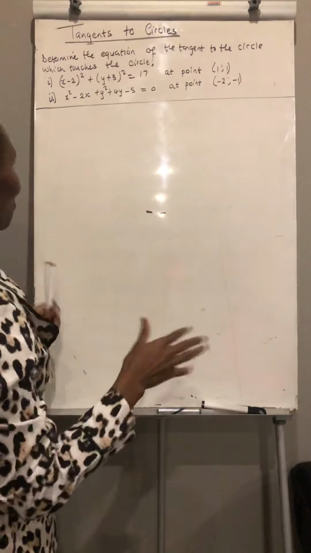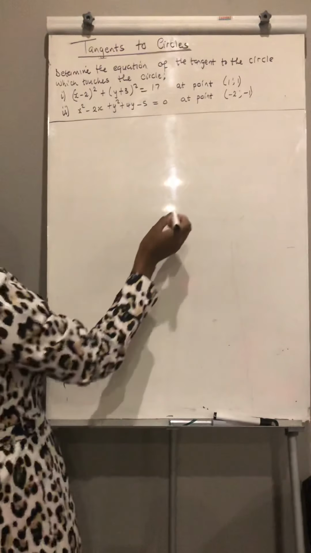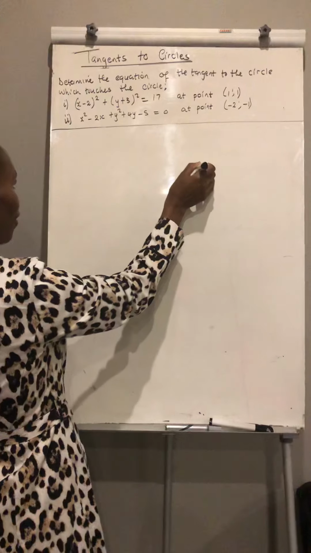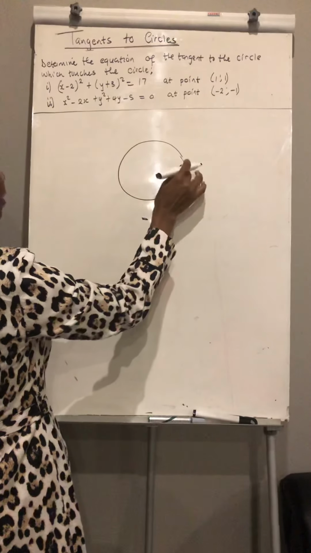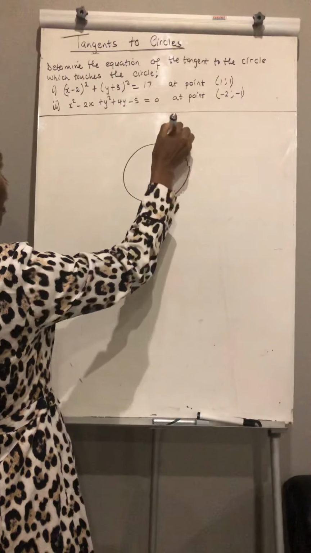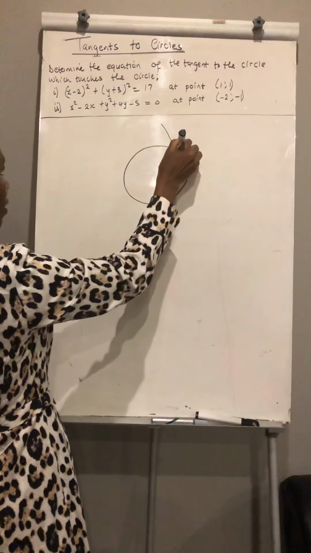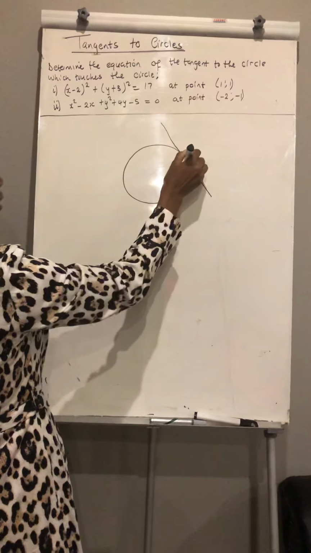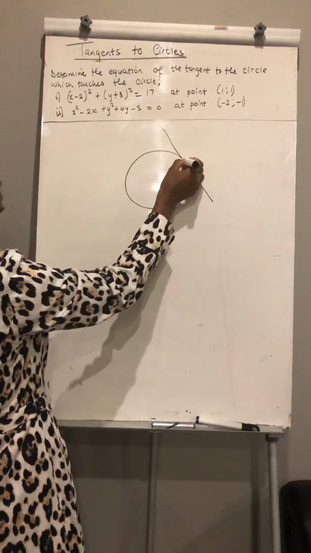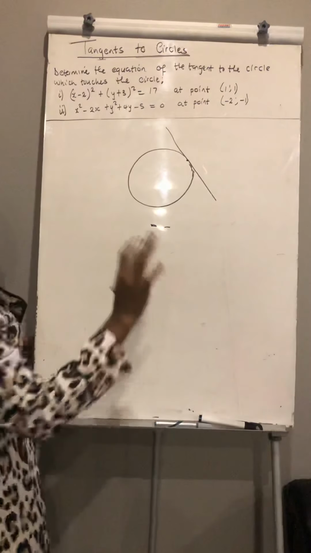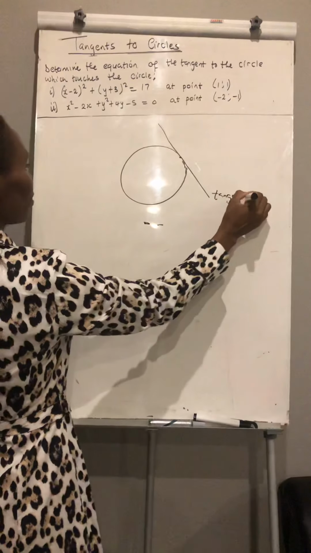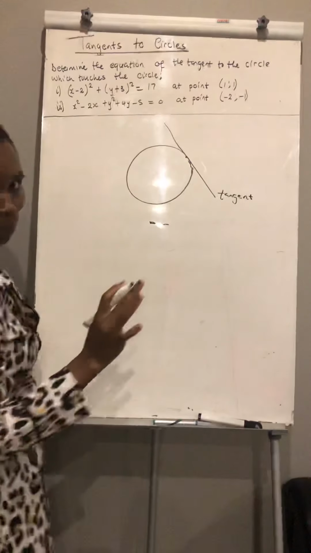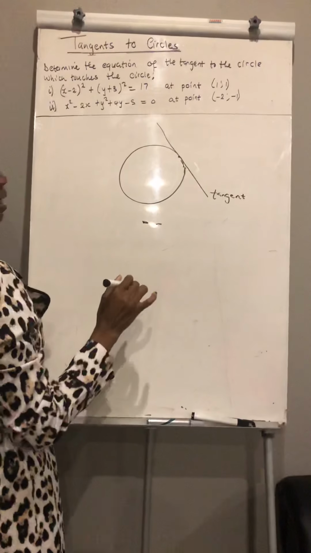So for us to really get what we want to talk about, let me remind you a few things. Let's say we have a circle like this one, and then we have a line such as this one, which is only touching the circle at one point. Such a line is the one that we call a tangent to the circle. So it has to touch just at one point, then it can be a tangent.